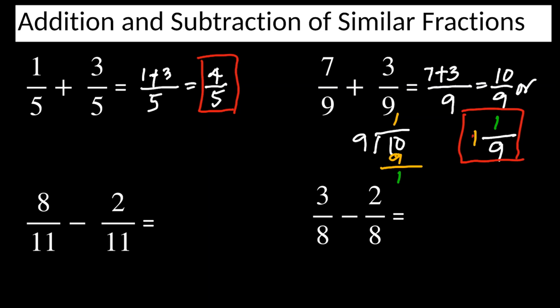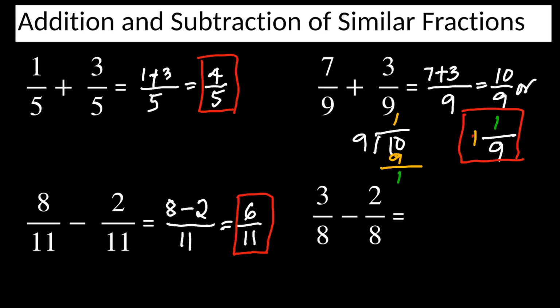Okay. Let's have subtraction of similar fractions. 8 over 11 minus 2 over 11. Okay, so the same procedure, only that we subtract the numerator. Okay, so copy the common denominator, which is 11, and then subtract 8 by 2. Okay, so 8 minus 2 will give you 6 over 11. And I think this one is in simplest form already. So this is our answer.